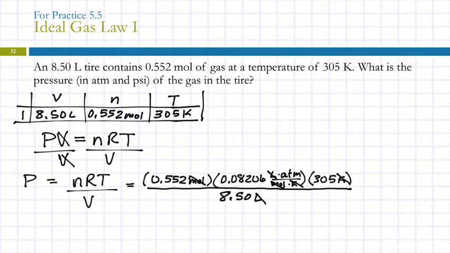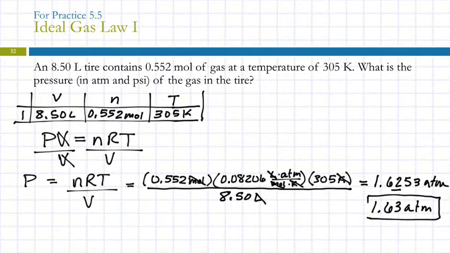How many significant figures should this result have? 3? Yeah, all of these have 3. So my answer should have 3. So I'm going to write down the first 3, 1.62, and that's 3, and add 2 more. And then I'm going to round that. 1.63 atmospheres is the pressure. Any questions?